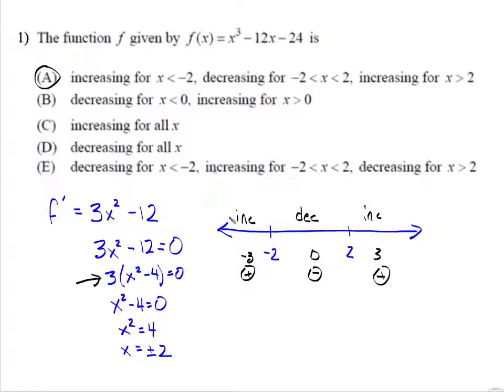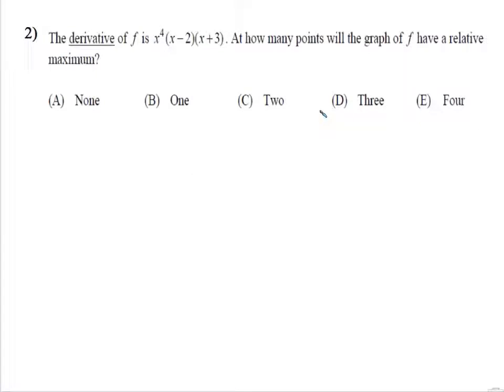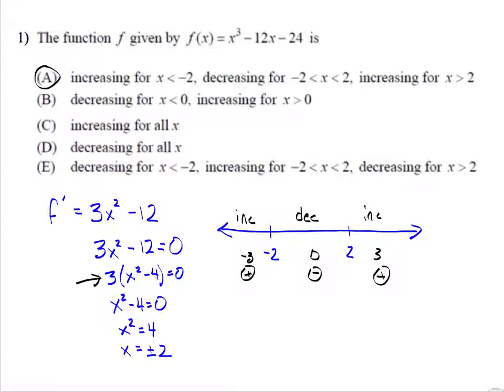It's increasing for x less than -2, it's decreasing between -2 and 2, and it's increasing for x greater than 2. Thumbs up, thumbs down. Did you get this one? Hey, nice. All right. Number 2. Oh, wait. Are there questions before I move on?